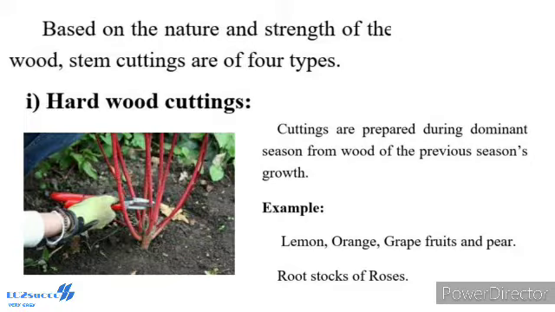The hardwood cuttings should be about 15 to 20 centimeters long with 2 to 3 nodes. Cuttings should be planted straight or slantingly. Most of the fruit plants are propagated by hardwood cutting. Examples: lemon, orange, grapefruit and pear, and also rootstocks of roses.